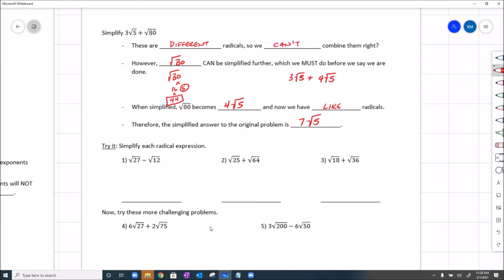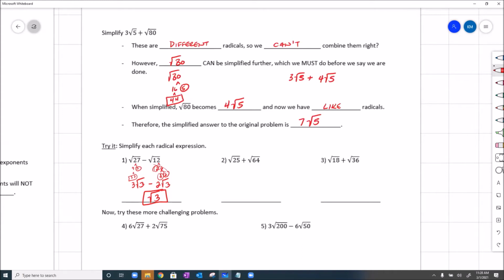Okay, so number 1, we have radical 27 minus radical 12. Again, at the beginning, not like terms, so we're going to simplify this. 9 and 3, 3 and 3, so this becomes 3 radical 3. Radical 12, 2 and 6, 3 and 2, have a pair of 2s and a 3, so 2 radical 3. So we have 3 radical 3 minus 2 radical 3. Our answer then, 3 minus 2 is 1 radical 3. So you can either write it as radical 3 or 1 radical 3. Either way, it's fine.